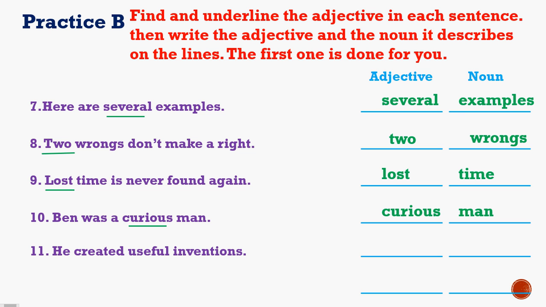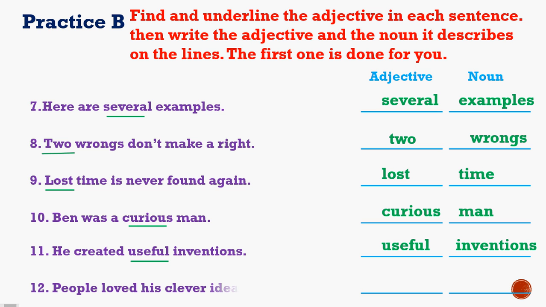Number 11. He created useful inventions. The adjective is useful. And the noun is inventions. Perfect. And the last one, guys, for today, it's people loved his clever ideas. The adjective over here, it's clever. And the noun, it's ideas. Good job, guys. This is everything for today.